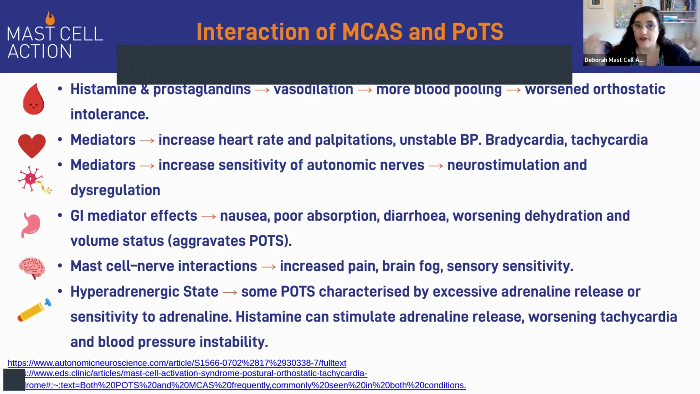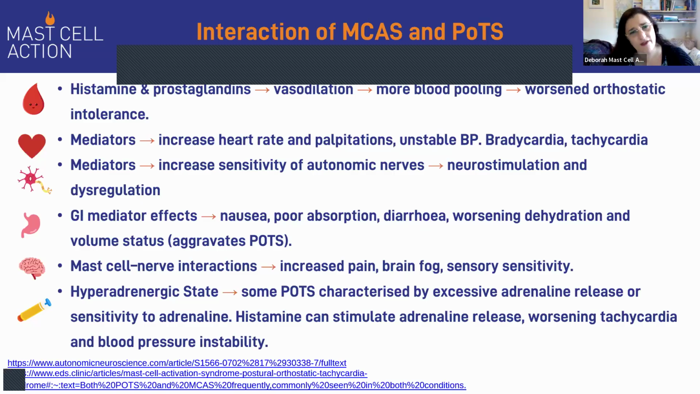It doesn't have any room for any more input. So if we feel overwhelmed, and then hyperadrenergic state. So some people with POTS experience too much adrenaline or too much sensitivity to adrenaline, and histamine release stimulates adrenaline release because adrenaline is the antidote to histamine. It's why we have EpiPens. If we have an anaphylaxis, we get given adrenaline because it blocks the effect.